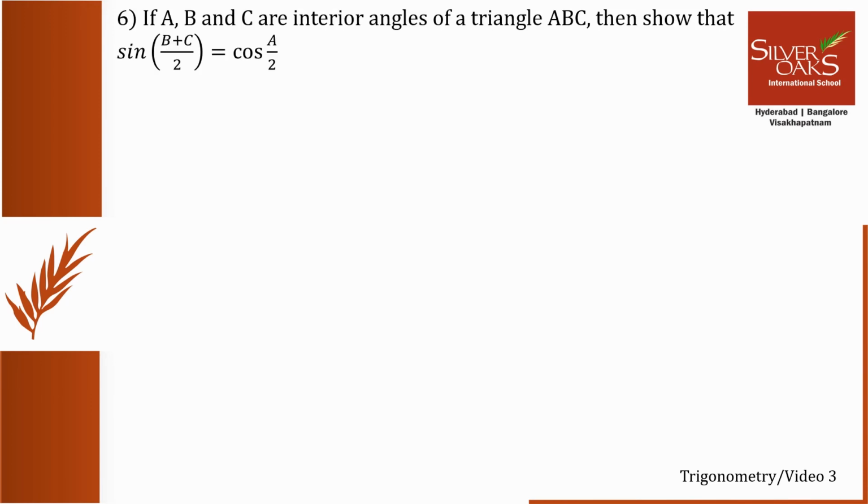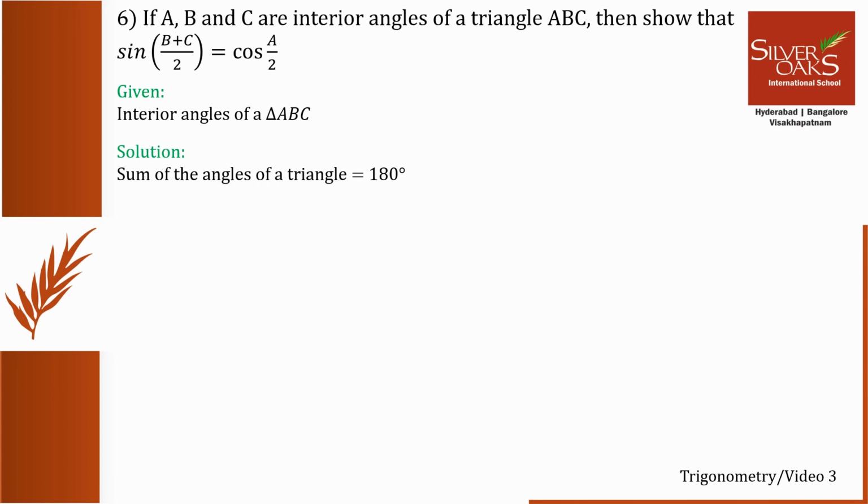If A, B and C are interior angles of a triangle ABC, then show that sine of (B plus C) by 2 is equal to cos A by 2. What is given to us? Interior angles of triangle ABC. So, we know that the sum of the angles of a triangle is equal to 180 degrees. We apply this property to solve this sum. Angle A plus angle B plus angle C is equal to 180 degrees.